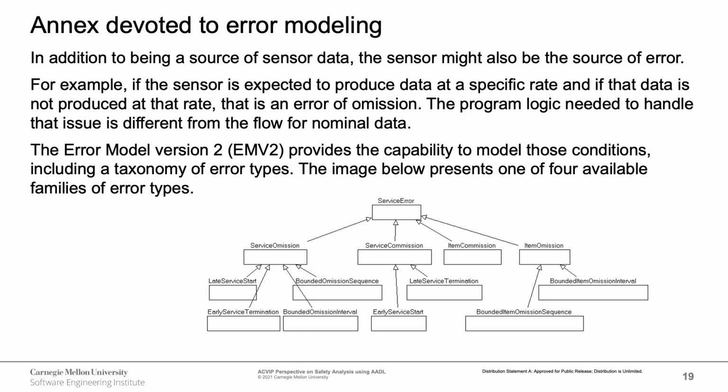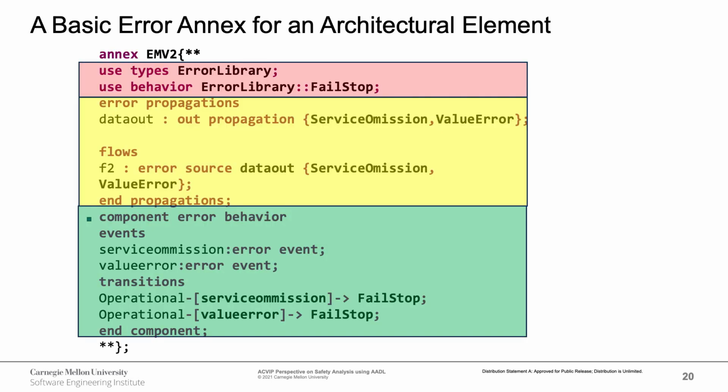The Error Model version 2, or EMV2, provides the capability to model those conditions, including a taxonomy of types of errors. Below is one of 4 families of error types available. Let's look at how Error Annex is represented in AADL with Component Error Model. Highlighted are 3 different sections of the Annex, each with its own purpose.